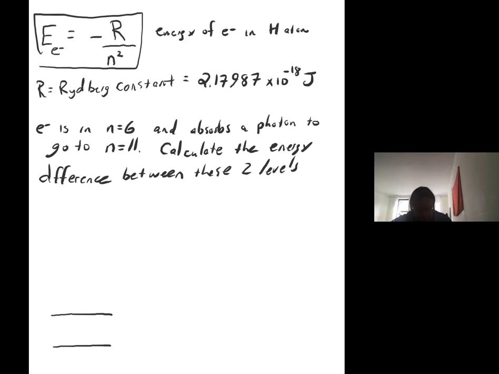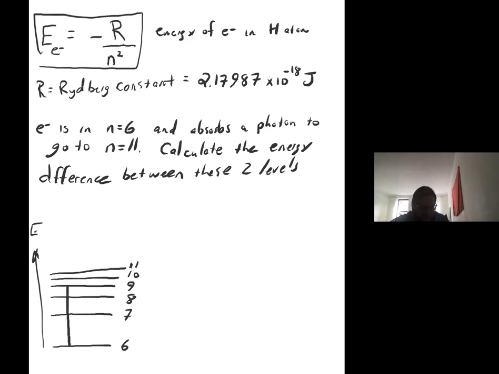So let me do this. I'm going to start at 6. We'll just ignore 1 through 5. 7, 8, 9, 10, and then 11. Okay, and remember this is an energy level diagram, so this is E. So what they're saying is, suppose the electron goes from the 6th level up to the 11th level, calculate delta E.